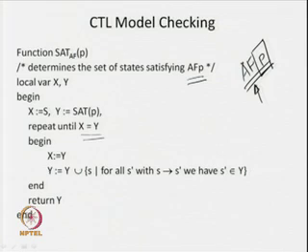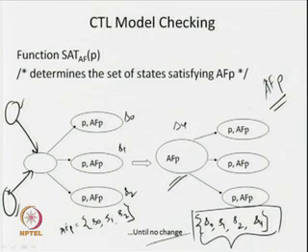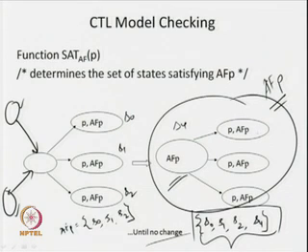So we get this initial set, and now Y will be updated. What are the states that we can include in Y? You just see that if all the next states are labeled with AFP, then we can very well include this state in the set of states where AFP is true.